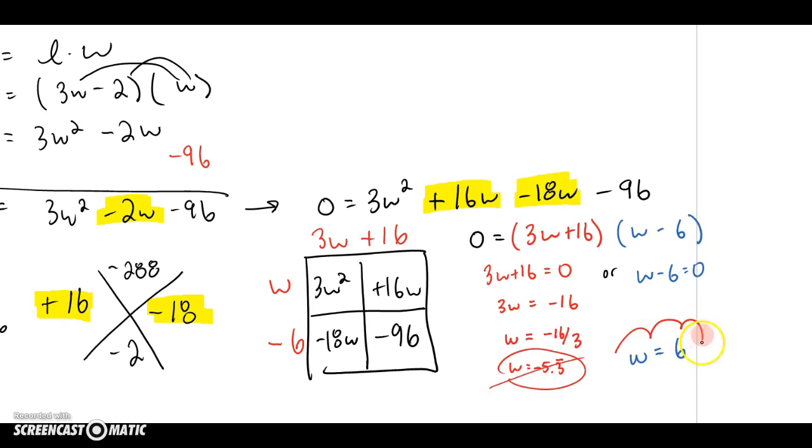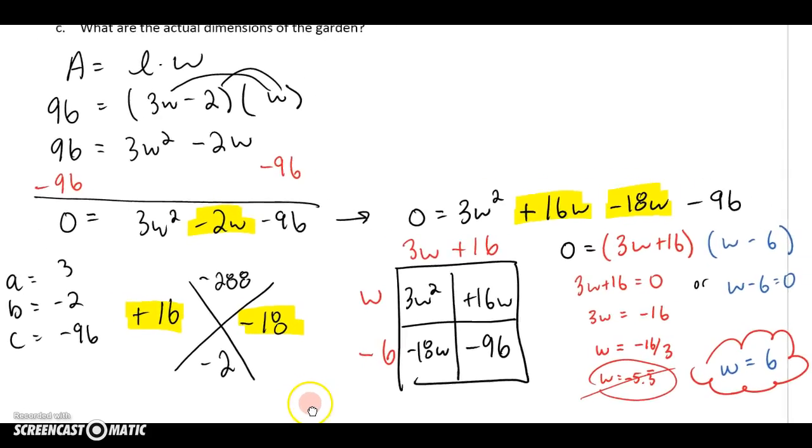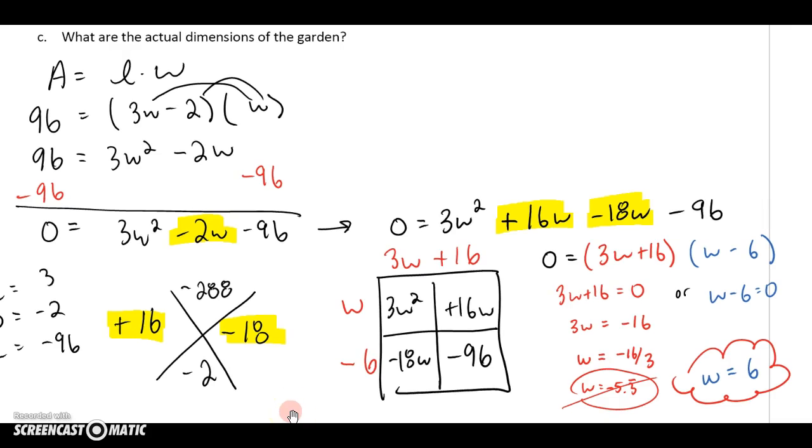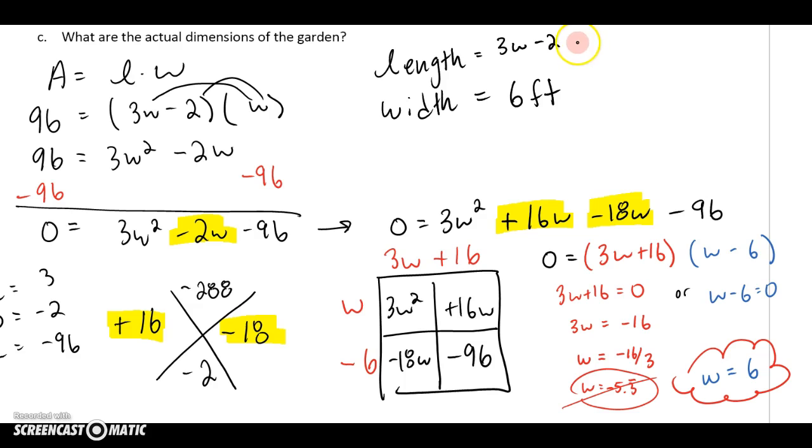This does become the width of our rectangle, though we're not done. If we take a look here, it asks what are the actual dimensions. So we need to know what the length is and what the width is. Turns out we already know one of them. It turns out the width is 6 feet. And the length was what? It said 3 times the width, but 2 feet less than that. So the length is 3 times 6 is 18, minus 2 is 16 feet.